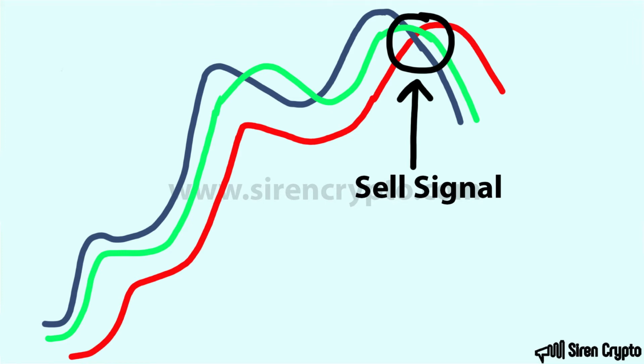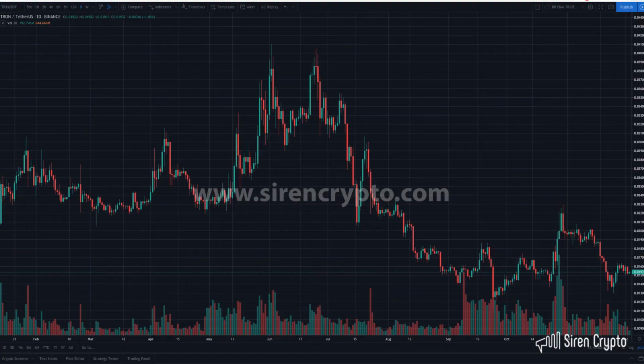So as usual, let's see how it performed in the real world. We'll stick with those 3 and 8-day moving averages. So let's take a look at a real market and some real signals. We're on TradingView here, and what we have is a daily chart for TRX paired with US dollar tether.